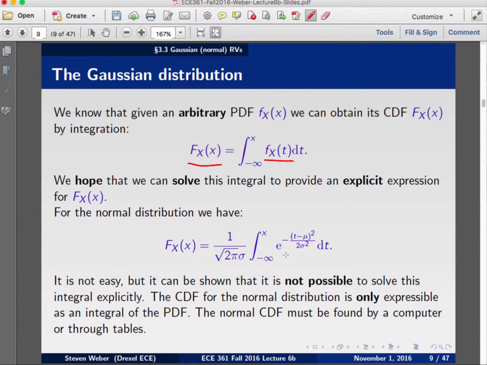And so the point here is to say, it is not easy to see this, but it can in fact be shown that there is no solution to this integral that provides an explicit algebraic expression for the arbitrary normal distribution in terms of the arguments x, sigma, and mu. That is, if you want to evaluate the normal CDF, you have to evaluate this integral numerically. So as it says here, the CDF for the normal distribution is only expressible as an integral of the PDF. The normal CDF must be found by a computer or through tables, and we'll go through both of those.